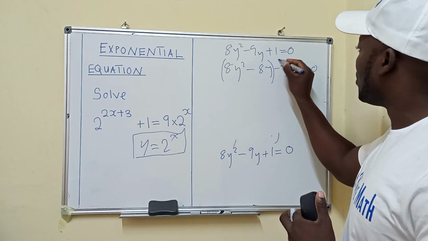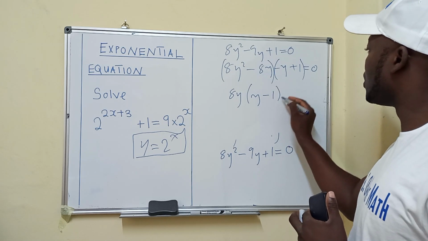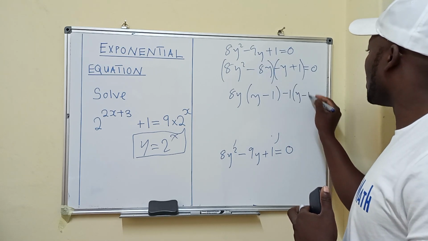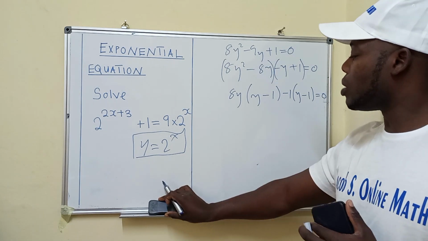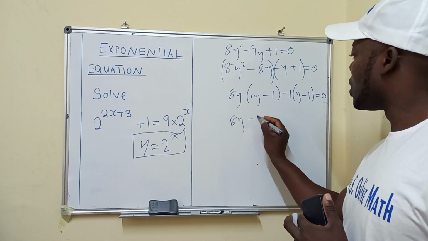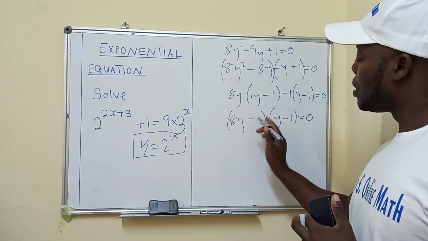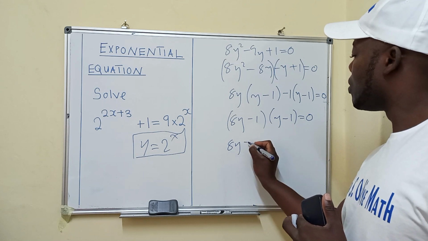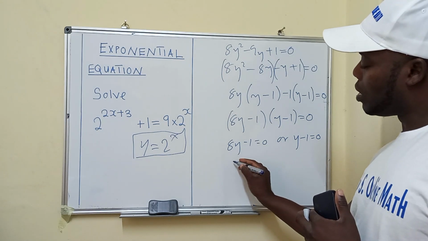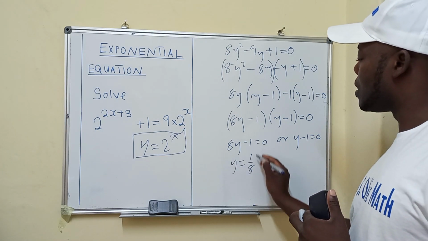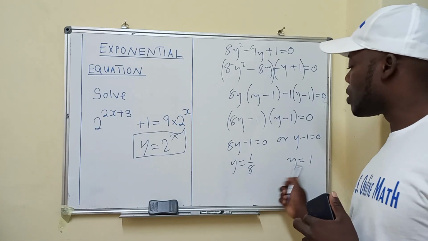So here, we factorize by grouping. We've got 8y, y minus 1. Here we've got negative 1, y minus 1 is equal to 0. Here we're just solving the quadratic equation. 8y minus 1, y minus 1 is equal to 0. Next, you solve for y, there, equate. You equate. So y is equal to 1 over 8 here. For this one, y is equal to 1. Okay. So these are not the solutions.